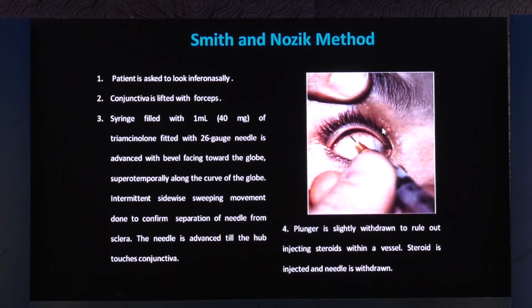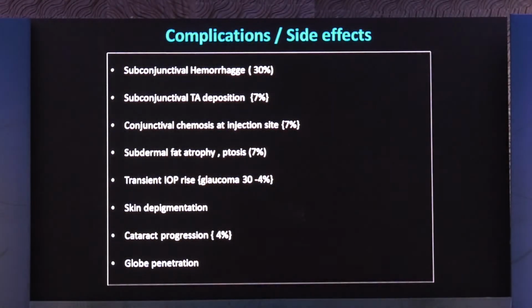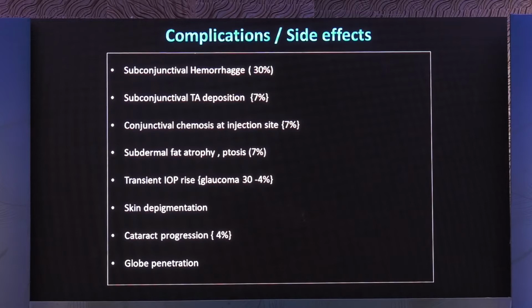Then the plunger is slightly withdrawn to rule out that we are injecting the steroid into a vessel, and finally the drug is injected and the patient is monitored for IOP and any signs and symptoms of infection. But this technique can have a number of complications. The most common is subconjunctival hemorrhage, subconjunctival triamcinolone deposition, or conjunctival chemosis at the site, and there can be ptosis or subdermal fat atrophy, because almost 30 to 40% of the triamcinolone gets deposited in the anterior orbital tissue itself. Transient IOP rise, cataract progression and globe penetration can also occur.